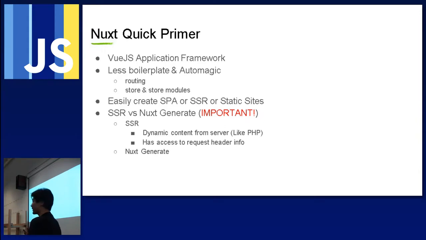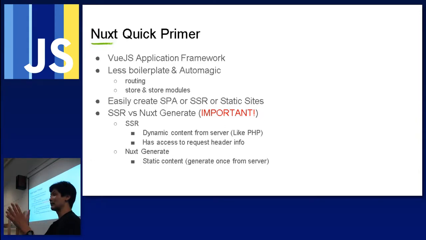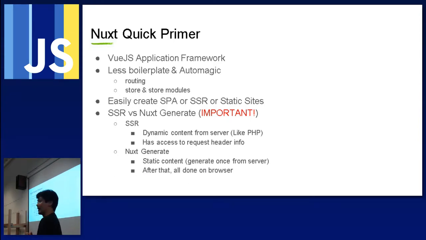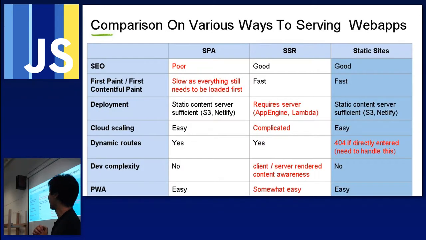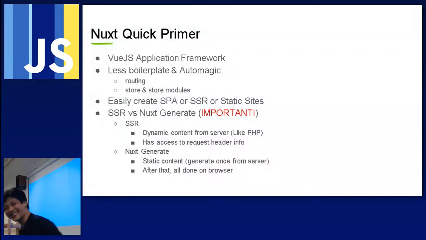Then for nuxt generate, basically they pre-generate everything. So you generate all the HTML files. And after that, you load the file to the browser and you work from there. So I think the best thing to do now is to show you the table of what is happening.